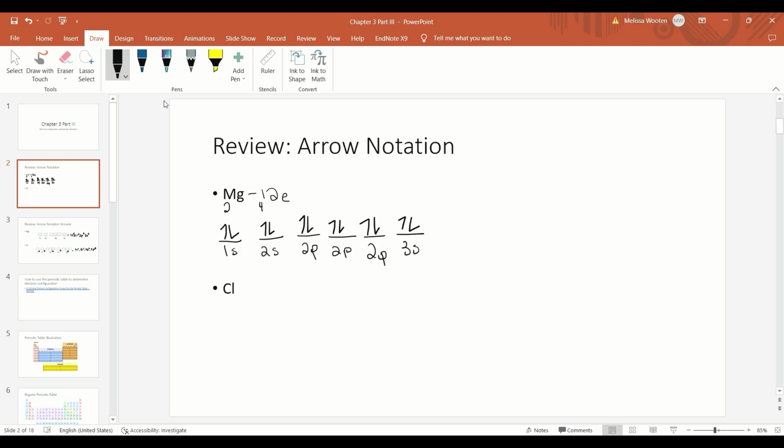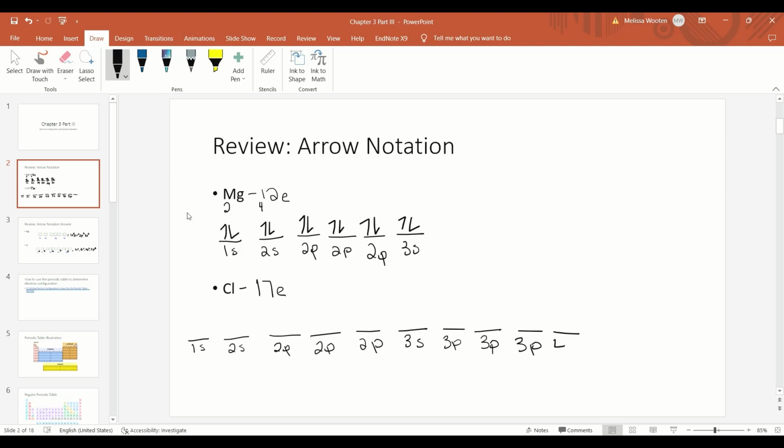Okay? And so with chlorine, let's check to see how many electrons we have. We have 17, because we have 17 protons, and we're talking about neutral chlorine. And so we're going to do the arrow notation for 17 electrons. Okay? And so it goes off with 1s, 2s, 2p, 3s, and 3p. I don't think we're going to get to 4s, but I'm going to write it just so you can kind of get the pattern.